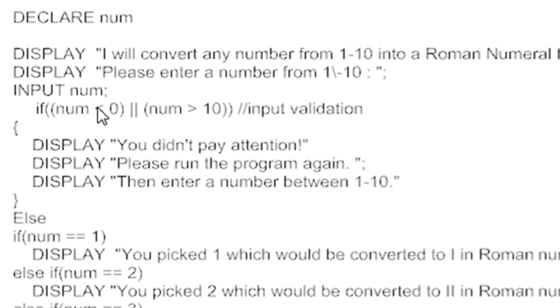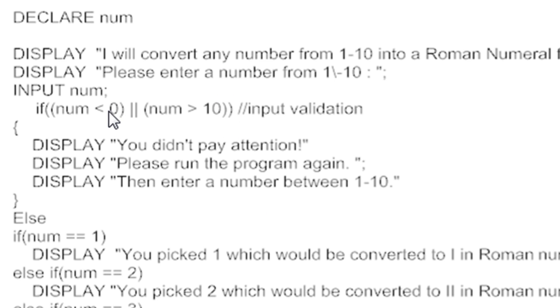So if the num is less than 0, or num is greater than 10, I'm going to put in my validation, my error, and I'm displaying three things. I'm saying you didn't pay attention. Please run the program again, then enter a number between 1 and 10. If you're going to display this, I'm used to C++, so my display here would be a cout. That way I could put all these on a different line. So don't let this confuse you. This is still going to be one displayed error message in one section.